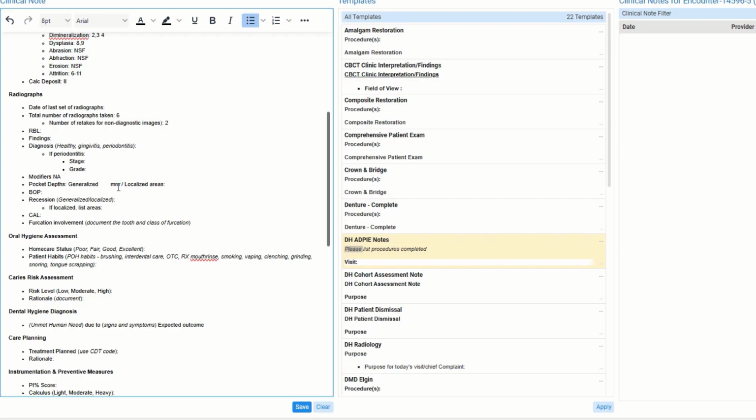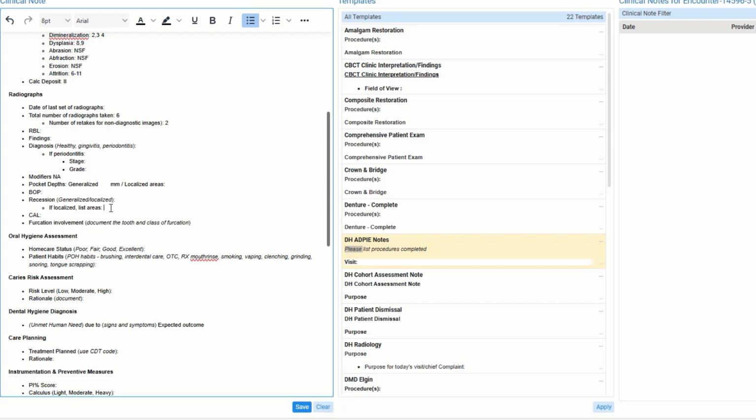Pocket depths, generalized. We just kind of want to get a generalization of what the pockets are. Are they 3 to 4 millimeters? Are they 5 to 7 millimeters? Are they 5 to 8 millimeters? And the bleeding on probing, is it slight? Is it heavy? Is it sporadic? Is it delayed? Is it spontaneous? And is it localized or is it generalized? So you can put a little bit more thought process into looking at your probing depths that way.